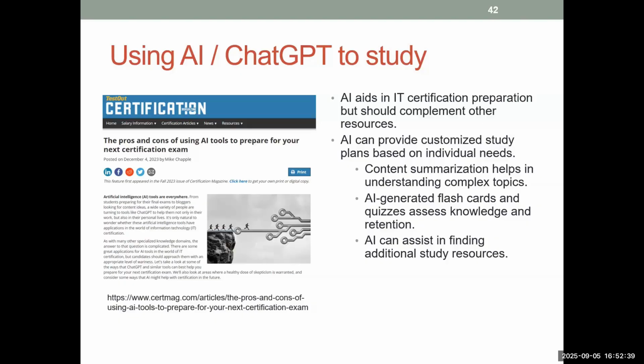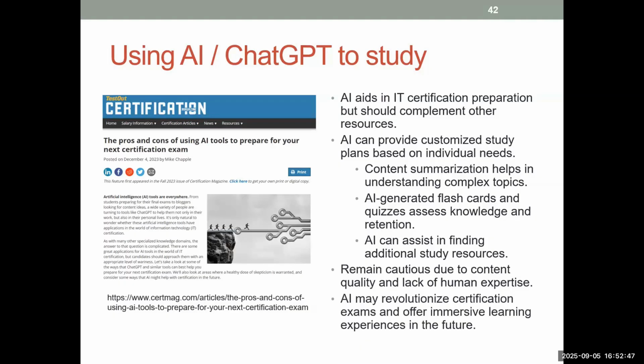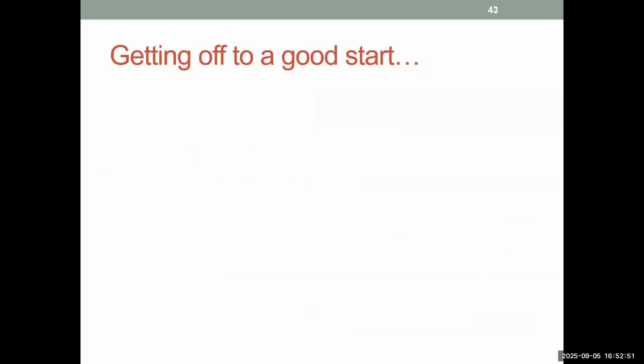Again, it's just not going to help you actually pass the test. You're going to have to do this one on your own. But do remain cautious due to lack of content quality and lack of human expertise. And again, it is changing everything as well.